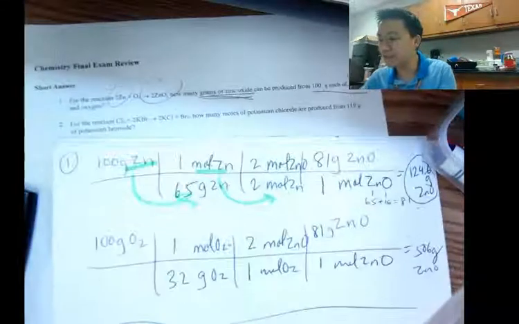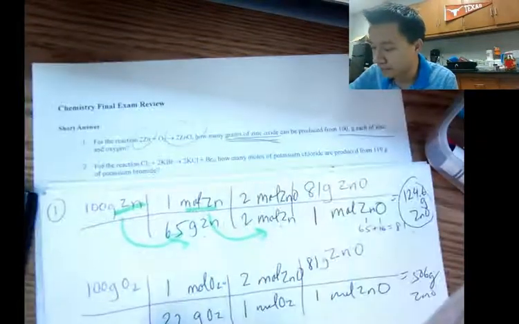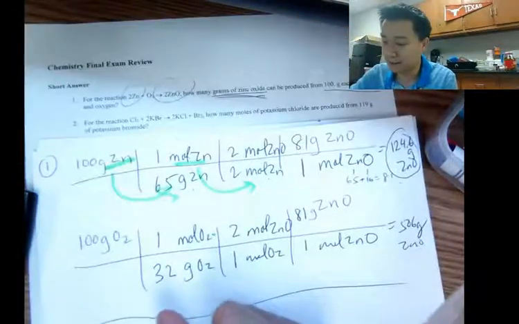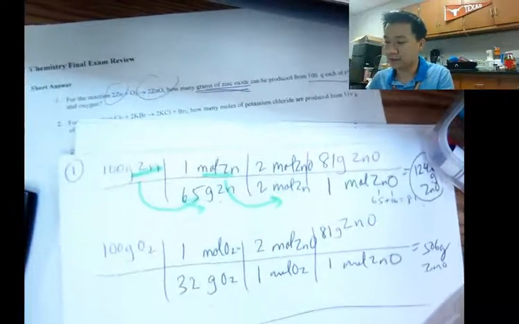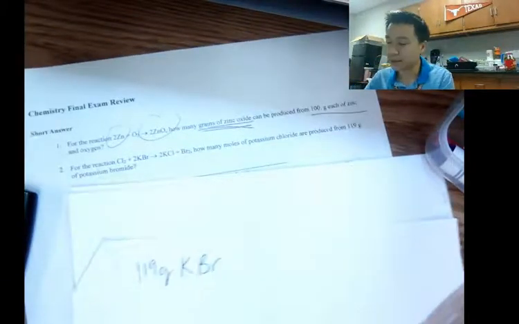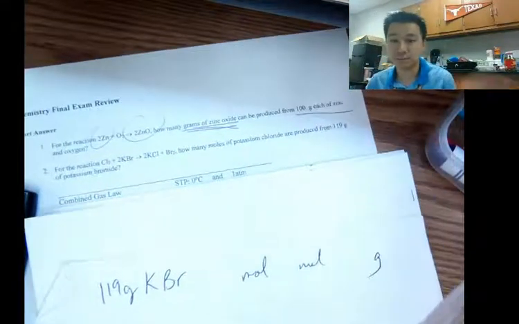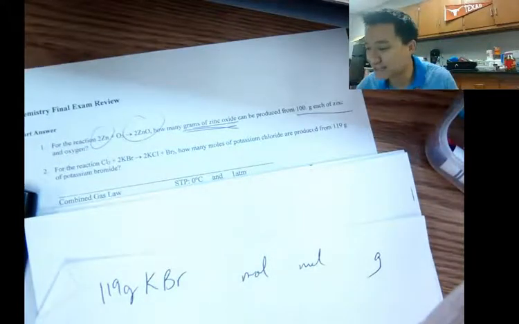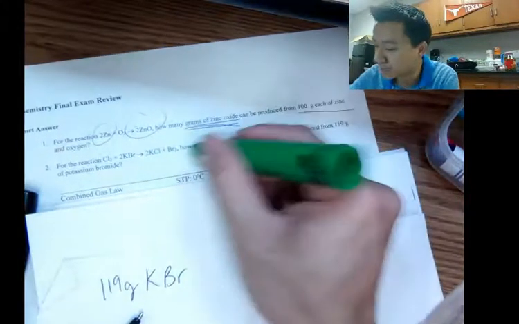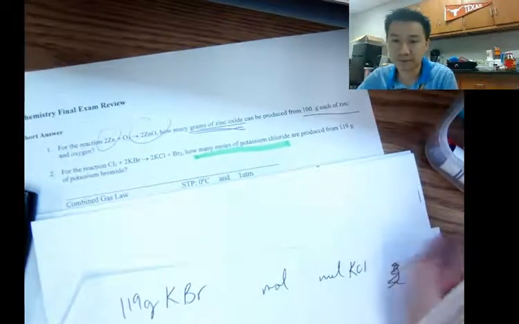For the reaction, how many moles of potassium chloride are produced from 119 grams of potassium bromide? Potassium bromide, here: 119 grams of KBr. Okay? And so it's grams, mole, grams, right? Remember our order of things? But what is it asking for? It says, how many moles of potassium chloride, KCl? So we just need to go to KCl here. We don't need to go to the last grams. So it's just grams, mole.